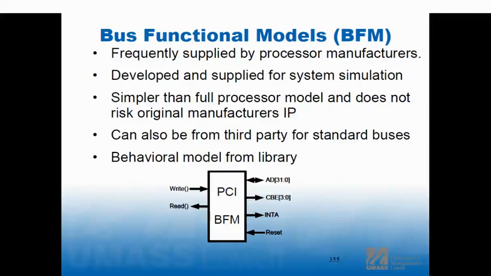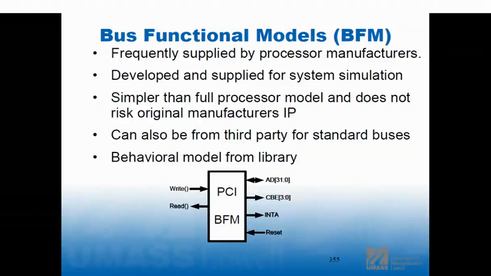There are providers of VIP, verification IP, who will sell you bus functional models. And I would say it's pretty certain that the IP that you get with the verification IP, or vice versa, is going to work. But all that tells you is the test that they ran on their stuff passes. It's nice to have a little independence there.